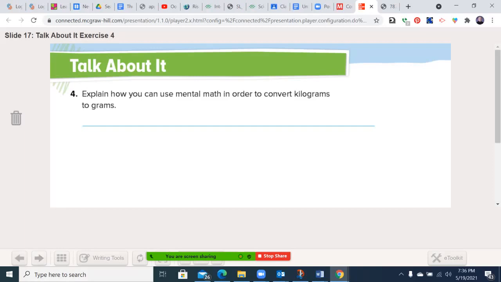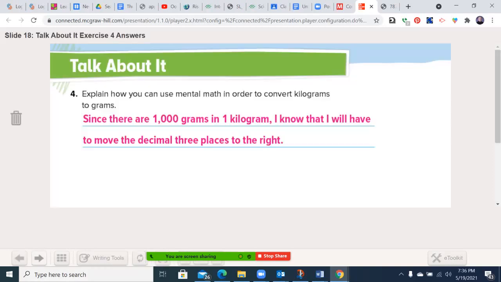And how could I use mental math to convert kilograms into grams? Multiply by 1,000. Period. If I'm going kilograms to grams, I multiply by 1,000. If I'm going grams to kilograms, I divide by 1,000. We're moving decimal points, my friends. We're adding zeros. All right, let's give you guys some practice.